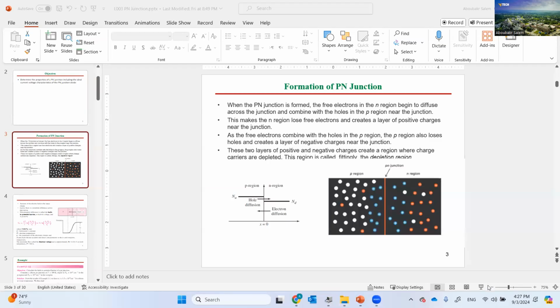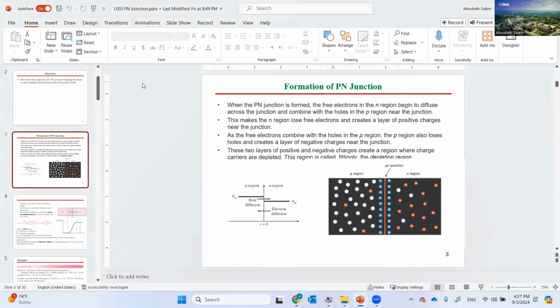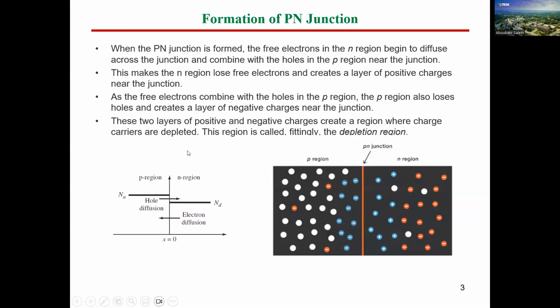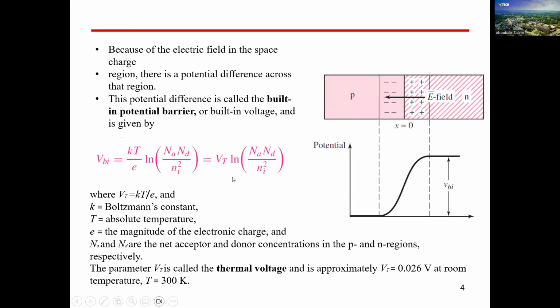Hello everyone. Today we are going to continue together the PN junction and diode. In the last class, we discussed the meaning of the PN junction and how the PN junction can be forward biased or reverse biased. I'm going to review this very quickly also in another slide.